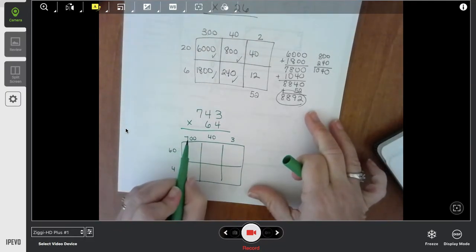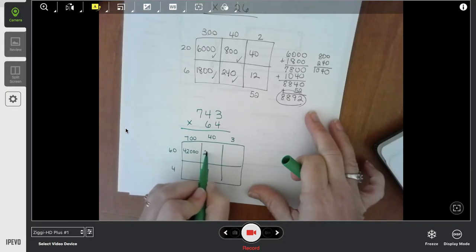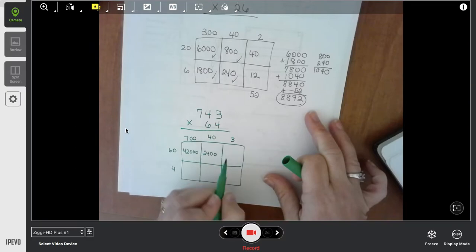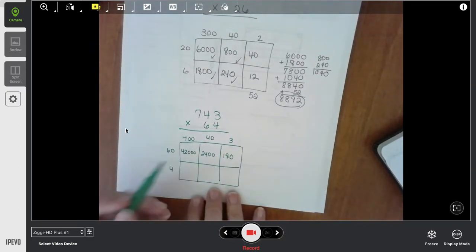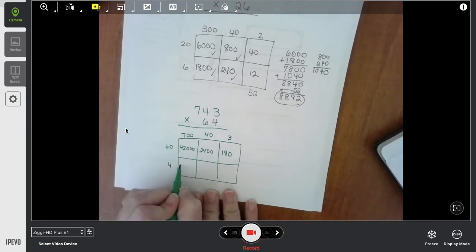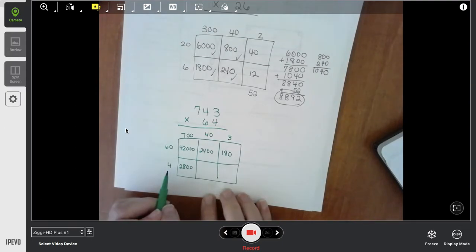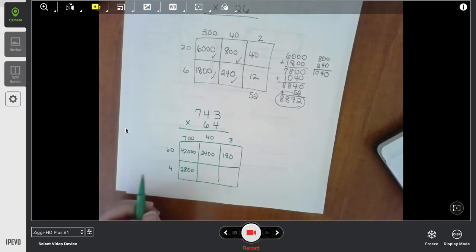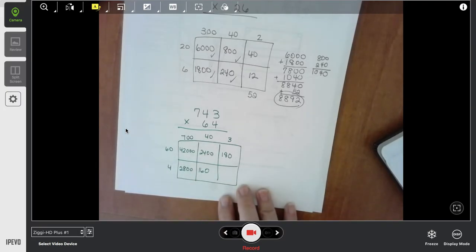Let's do our multiplying. 6 times 7 is 42. And 3 zeros. 40 times 60 is 2,400. There are 24 plus our 2 zeros. 60 times 3 is 18. And 1 zero. Then I've got times 4. 7 times 4 is 28. 2 zeros. 40 times 4 is 16. Add that 1 zero. And 3 times 4 is 12.